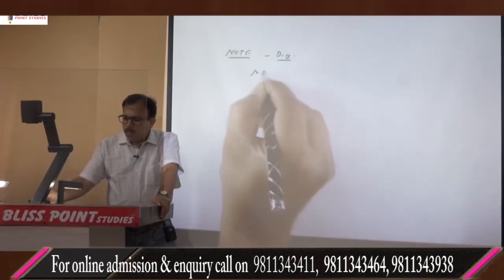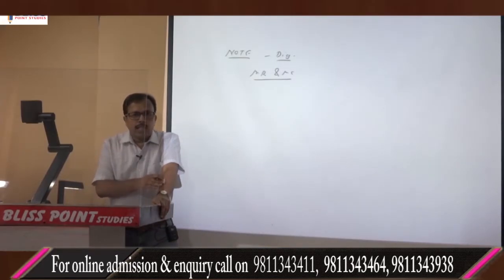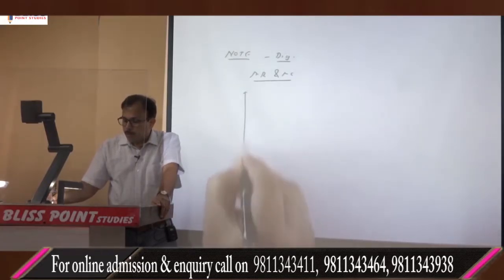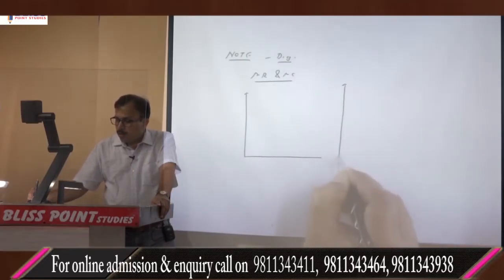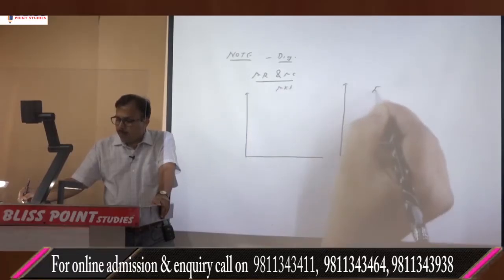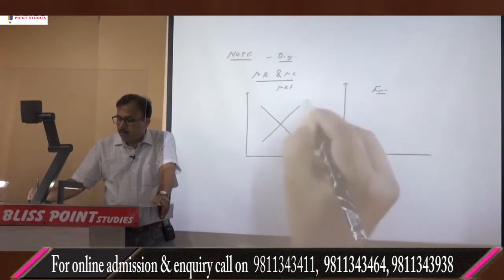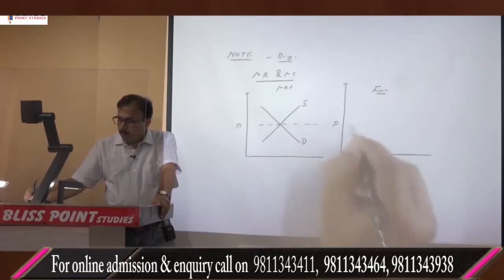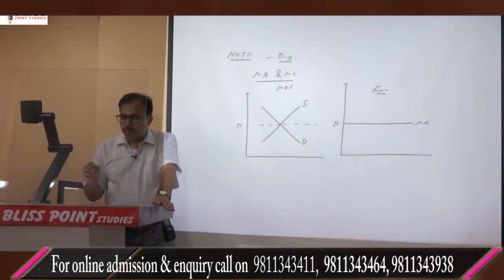If you are using MR and MC, we have drawn diagram for that TR and TC. If you are drawing it with MR and MC approach, then you have to draw two diagrams, one for the market, other for the firm, because price will be decided by the market. And then you can draw marginal revenue equal to price.